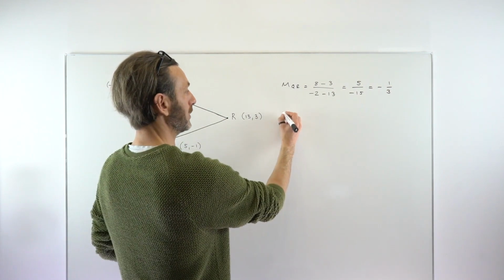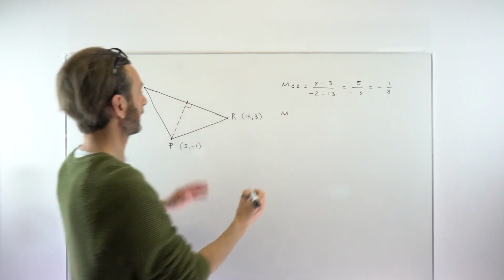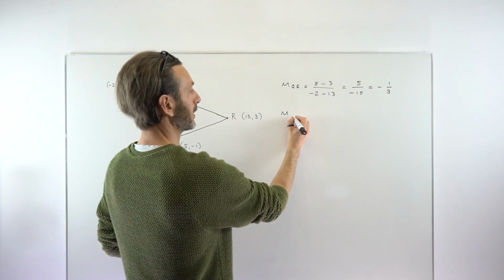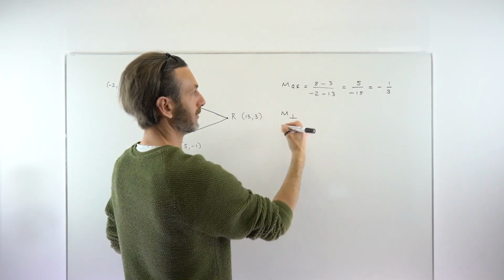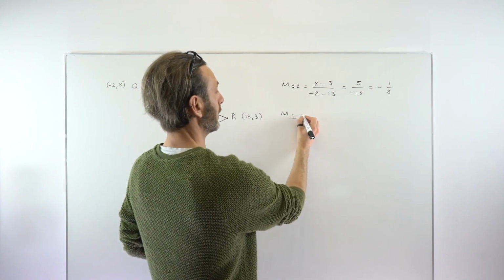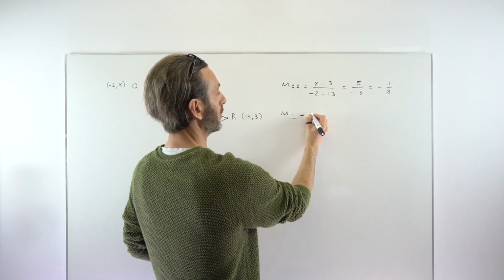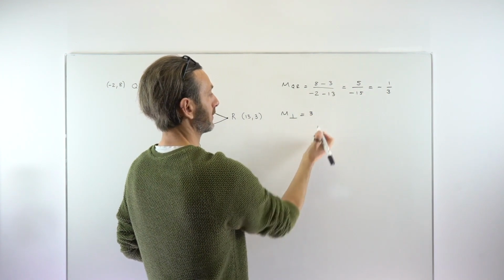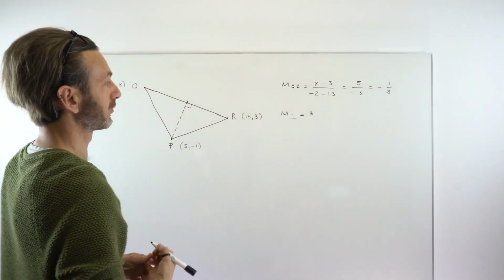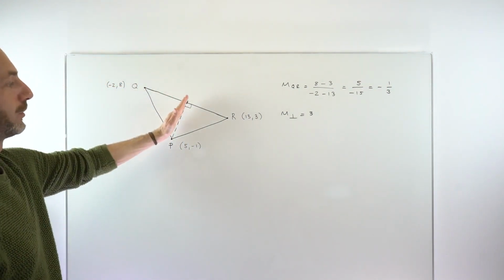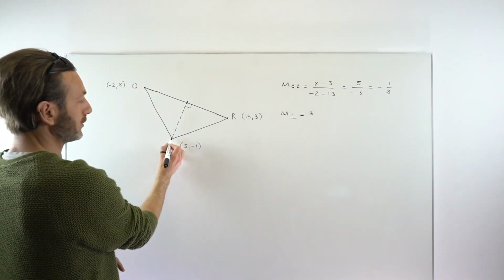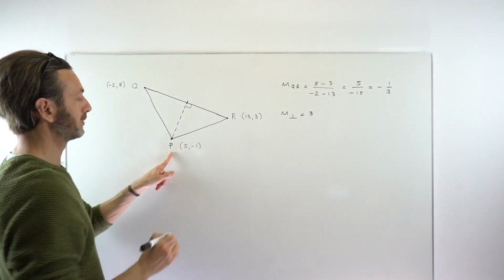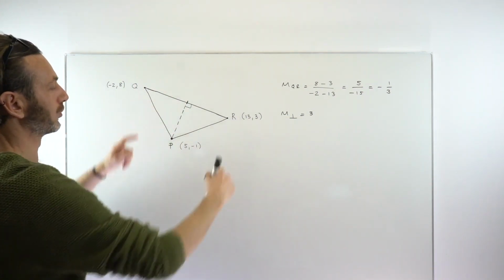So that's not the gradient we want, we want the gradient that's perpendicular to that line. So perpendicular gradients, remember, multiply together to make minus 1. So if this is minus 1/3, the other one would have to be positive 3 over 1, or positive 3. So our gradient is positive 3, and that looks like a positive 3 gradient. Then we just need to use a point on our line. We've only got one point, P, so make sure you don't plug in the wrong point.